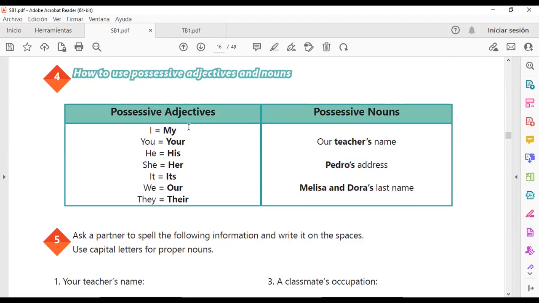In this case, as you can see, my means me, you, your, tu o tuyo, his, de él, her, de ella, its, de eso, our, nuestro, and their, de ellos. Now here, teacher's name, el nombre del docente. Pedro's address, la dirección de Pedro. Melissa and Dora's last name, el apellido de Melissa y de Dora. Okay, that's what we are trying to put into practice now.